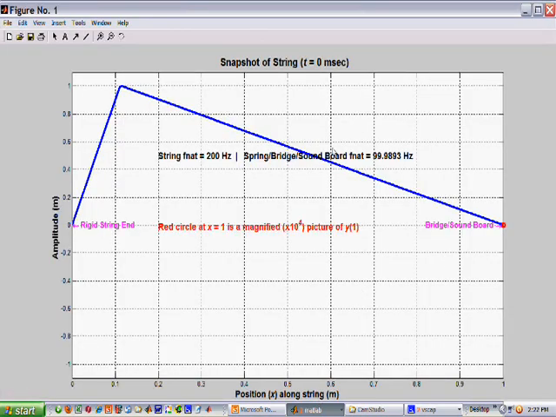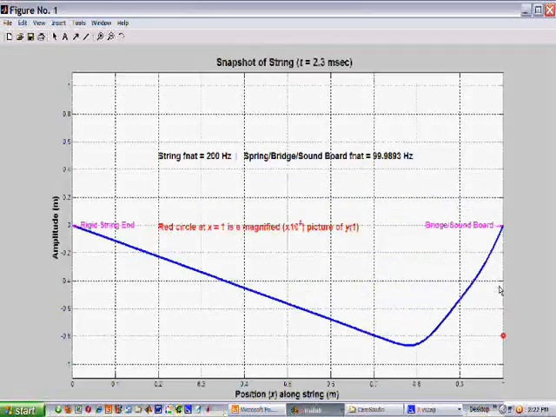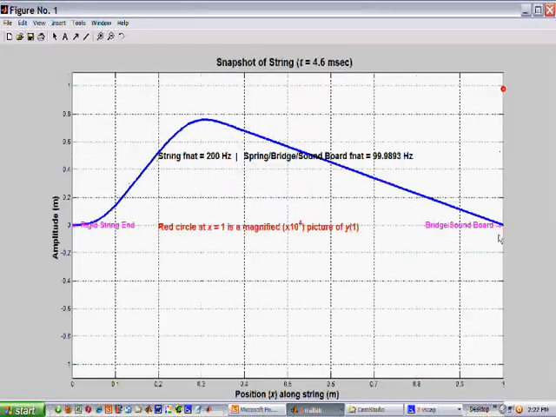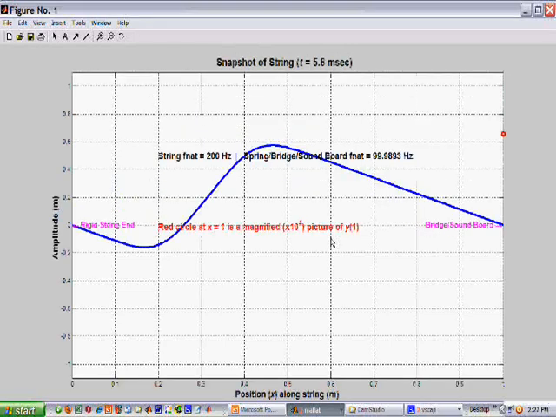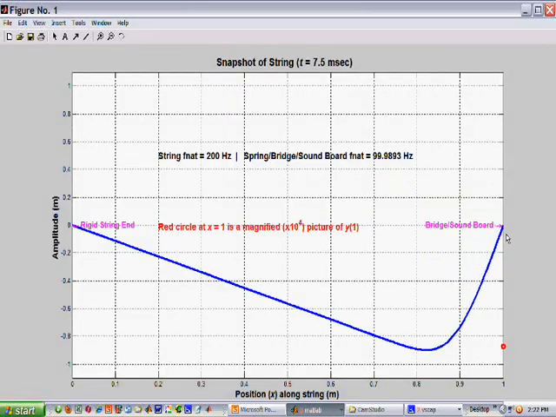Here's the first case, when we have the resonant frequency for the board of 100 Hertz. Watch the red circle over here, which is the actual magnified position of the soundboard. It's magnified 10,000 times. The position also is indicated by the end of the blue line here, but because of the scale here, you can't see that move.